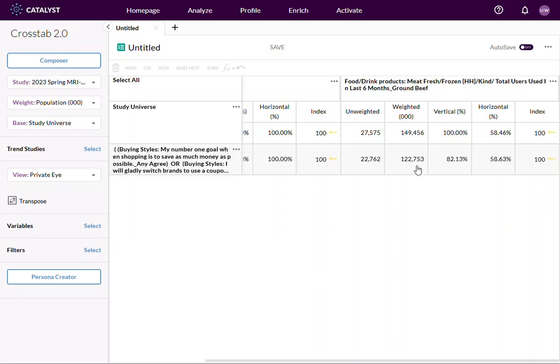But our market size is 122.7 million, and we can see what percentage of each group's answered yes to each of the other questions. If you have any questions about that, please let me know.